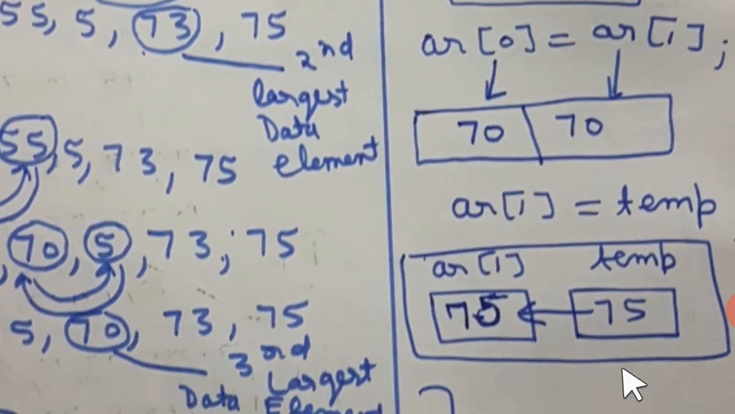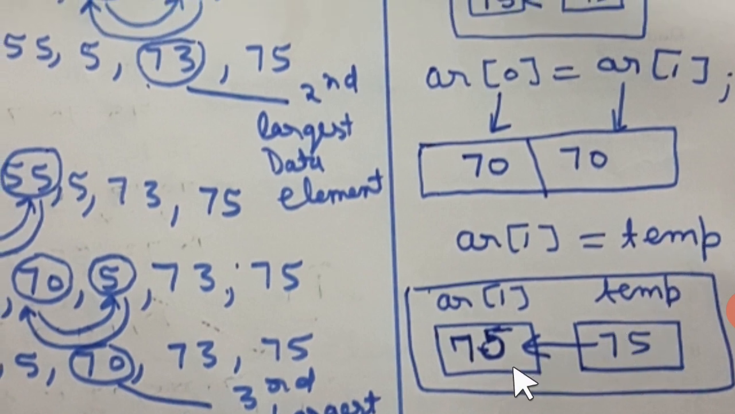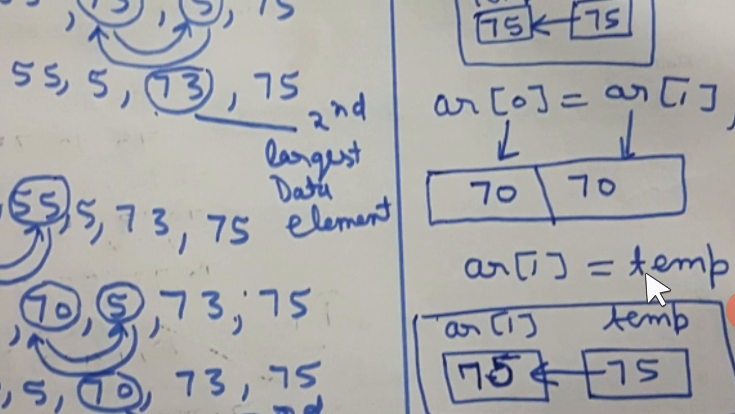Now we have to copy the data which is already stored in temp, which was 75, to AR of 1. So what do we write? We write AR of 1 equal to temp. Students, never get confused: sometimes students write here temp assignment operator AR of 1. This is wrong, because this is the last statement of swapping, and finally we have to transfer the data stored in temp to AR of 1.